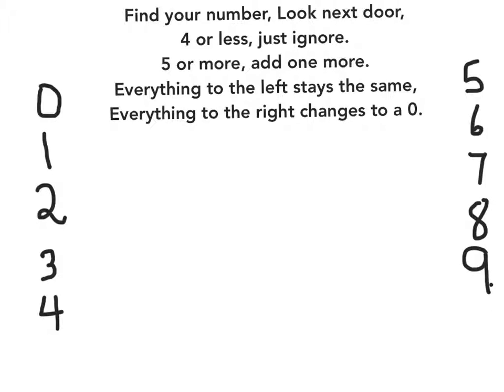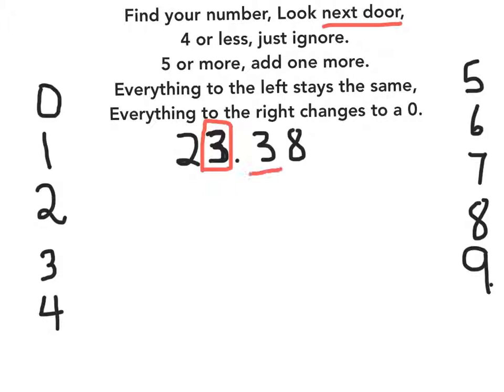So our first number is going to be $23.38. And our goal is to round this number to the nearest whole number, which is the 3. That's the nearest dollar. So let's change colors to a red and start working through the verse. Find your number, and the number we're looking for, as we said, was going to be the nearest whole dollar, and look next door. So 3 is the number next door.